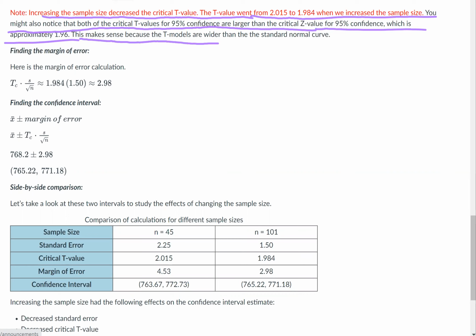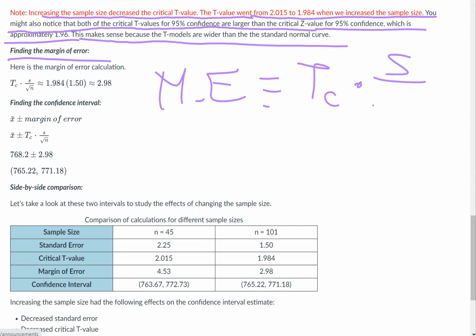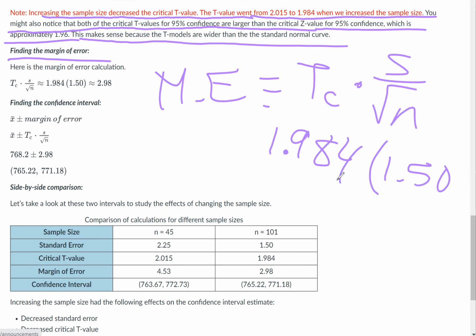This makes sense because the t models are wider than the standard normal curve, as we saw on the previous page, where different degrees of freedom give different curves, and we compared them to the standard normal curve, which was the black dotted curve. Find the margin of error. Margin of error is t sub c multiplied by S over the square root of n. t sub c, using the applet, was 1.984, times the standard error we found above, 1.50. If you multiply those, it's about 2.98.